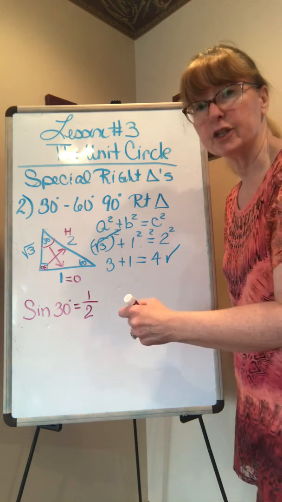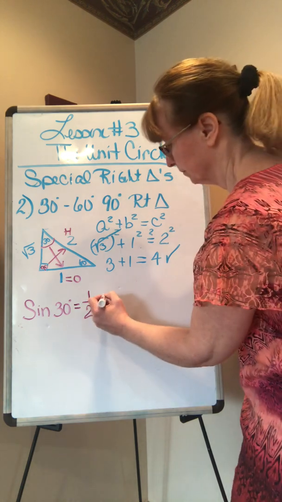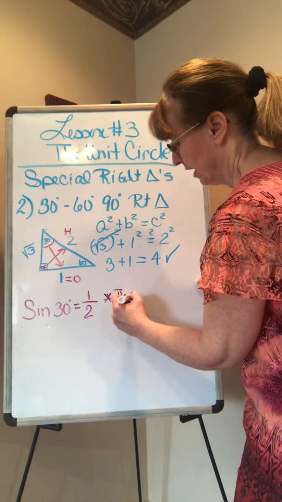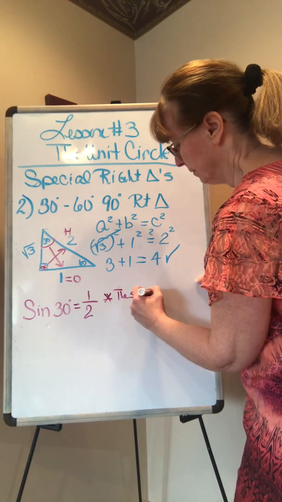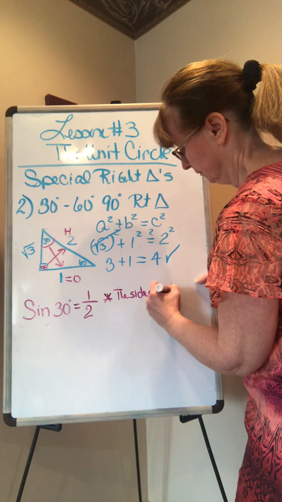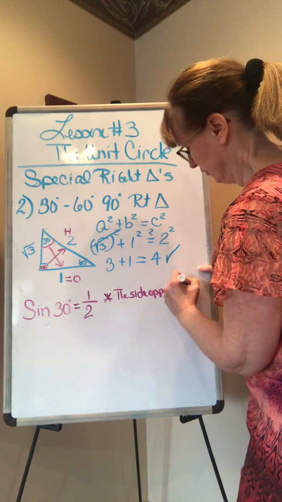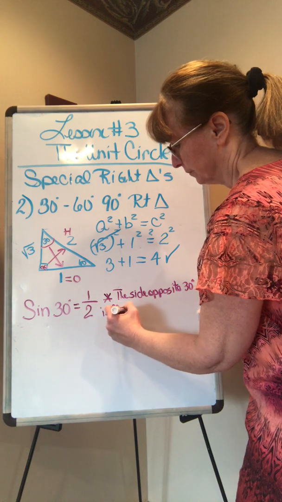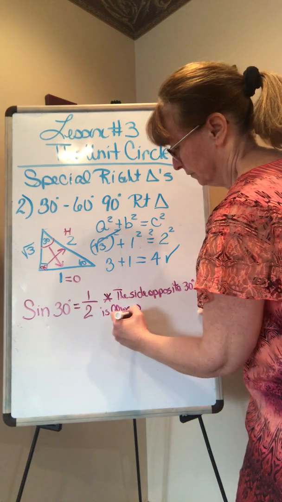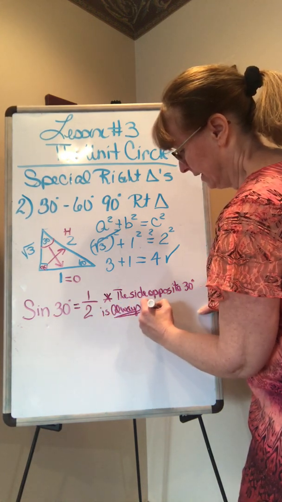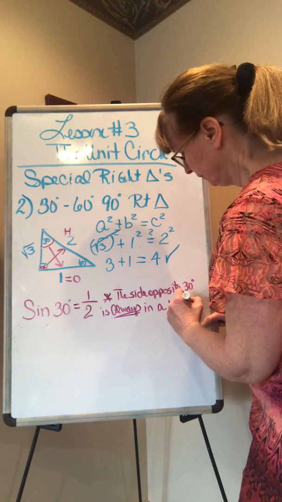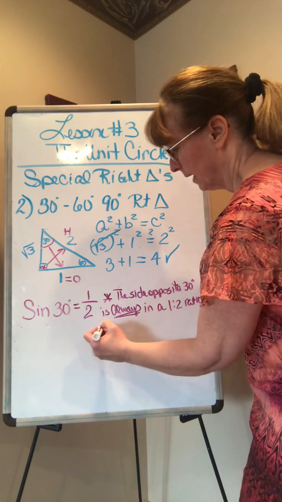This 1:2 ratio is a pretty important ratio. The side opposite 30 degrees is always in a 1:2 ratio with the hypotenuse.